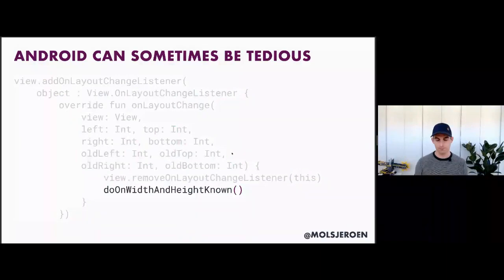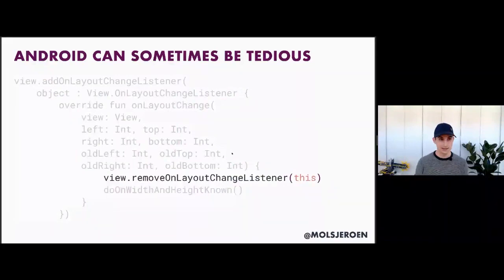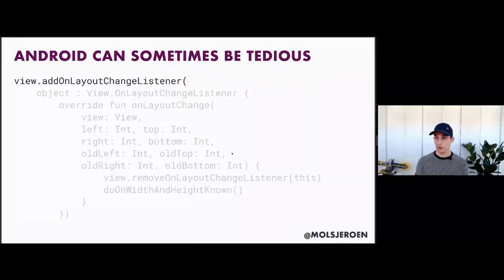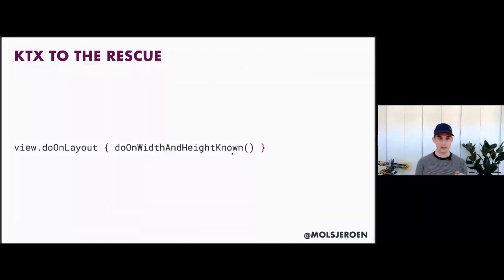But this isn't the only problem, because if you forget to unregister the listener, then you may end up with a leak. And also, what happens if you register the listener after the view has already been laid out? Then this layout change listener won't be called anymore, right? So there are quite some issues with this. It's very verbose, you could end up with a leak, and there's also a race condition possible. So wouldn't it be nice if you can do this in just one line of code where you say view.doOnLayout and then just execute your lambda? Well, this is exactly what KTX provides.